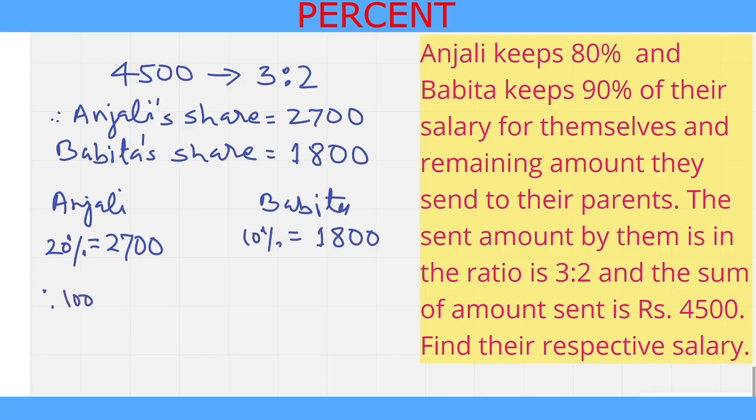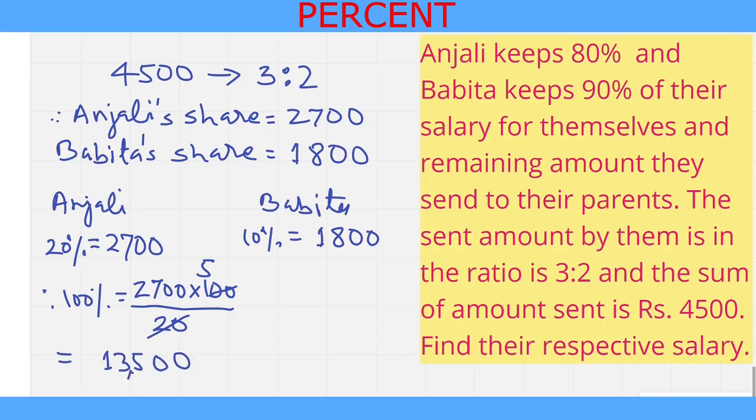Therefore 100% of Anjali equal to 2700 multiplied by 100 divided by 20. 20 divides 100 for 5 times, and 27 times 5 is 135. So this is 135 and after that we have to put 2 zeros. This is equal to 13,500. 10% equal to 1,800. Therefore 100% is 10 times of it, which is equal to 18,000. Thus Babita's salary is 18,000. It was a very easy question. Anjali's salary is 13,500 and Babita's salary is 18,000.